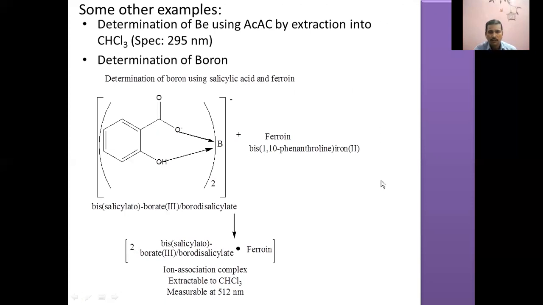So these are all about some general applications of liquid-liquid extraction. In this module, we have discussed methods of extractions. They are batch extraction and continuous extraction, and some general aspects and general applications of liquid-liquid extraction we have discussed.